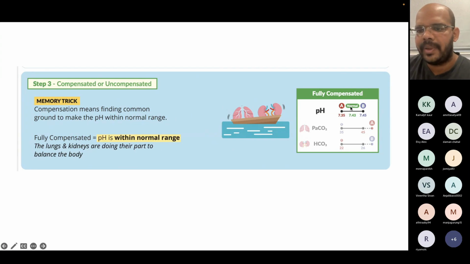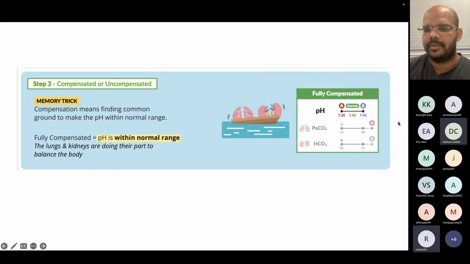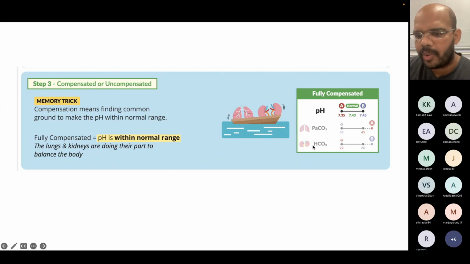you can see the pH is in normal range and PCO2 is more than 45. What does that mean? More than 45 means acidosis or alkalosis? Acidosis. Okay, more than 45, PCO2 is acidosis. And now you can see bicarb more than 26. It means that it is alkalosis. Now you know what happened here.